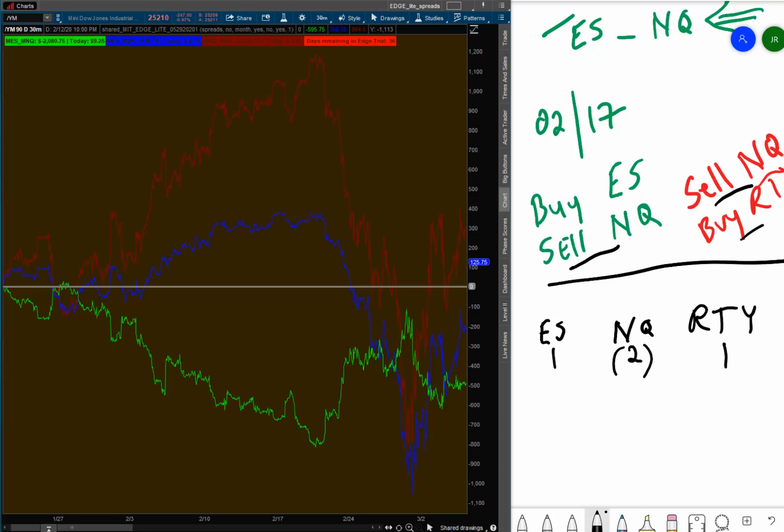So February 17th, if you wanted to put that trade on, you would just buy one S&P, sell two NAS, buy one Russell. Now, this is called a butterfly. We refer to this as the belly of the butterfly, and these guys as the wings. Everything that we're doing, we look at relative to one another.